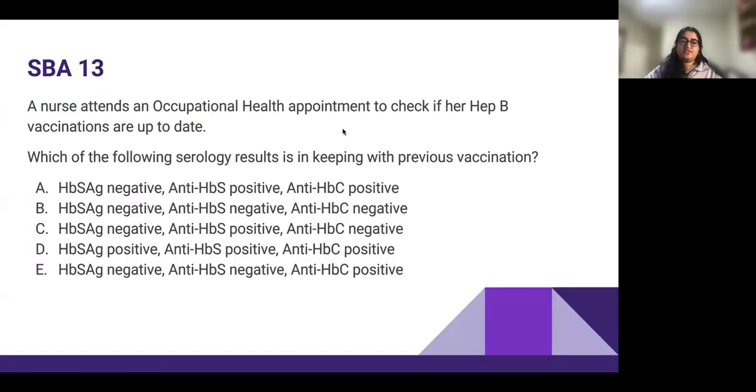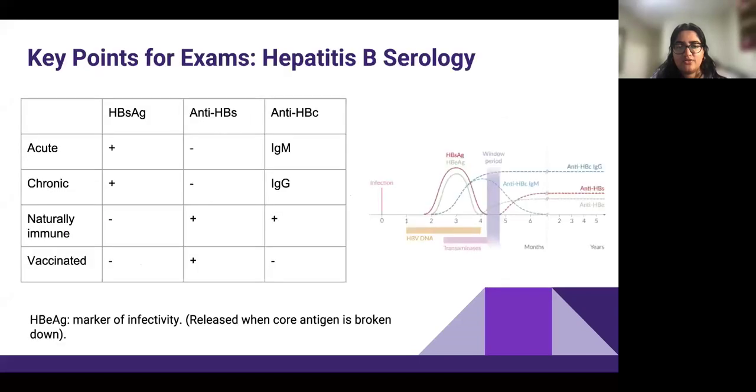So I'm just going to go through this SBA. A nurse attends occupational health appointment to check if her Hep B vaccinations are up to date. Which of the following serology results is in keeping with the previous vaccination? So I think it might be easier to go through this and then come back to that question.